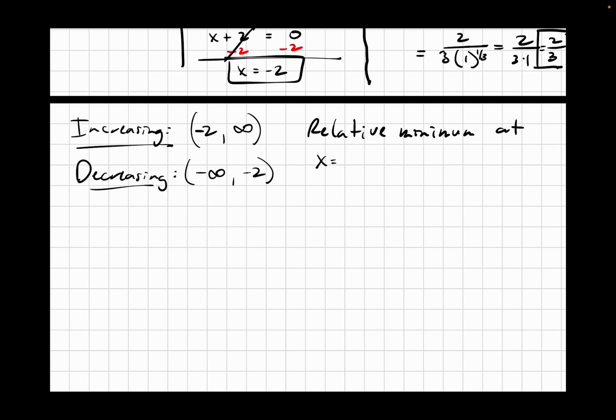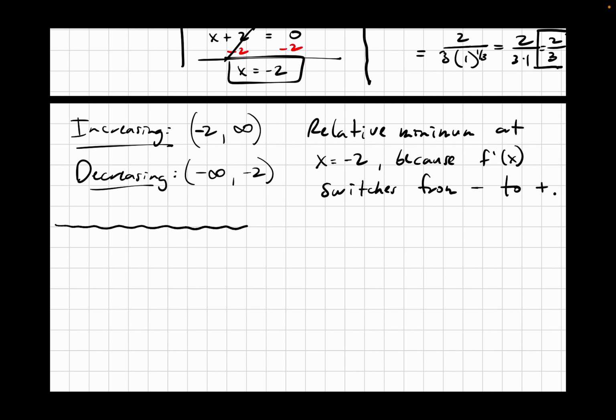at x equals -2 because f prime of x switches from negative to positive. When it switches from decreasing to increasing, that creates a minimum. Okay?